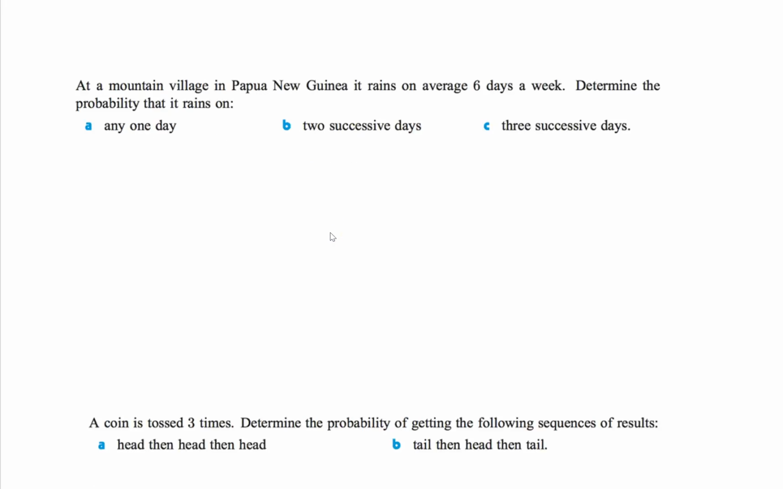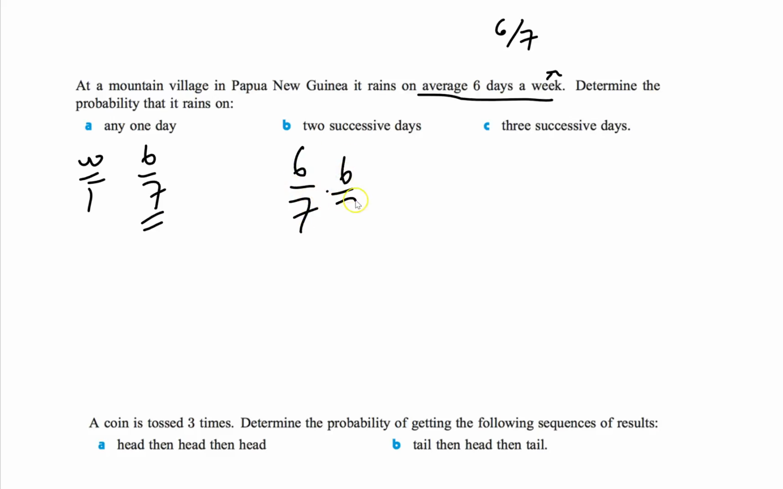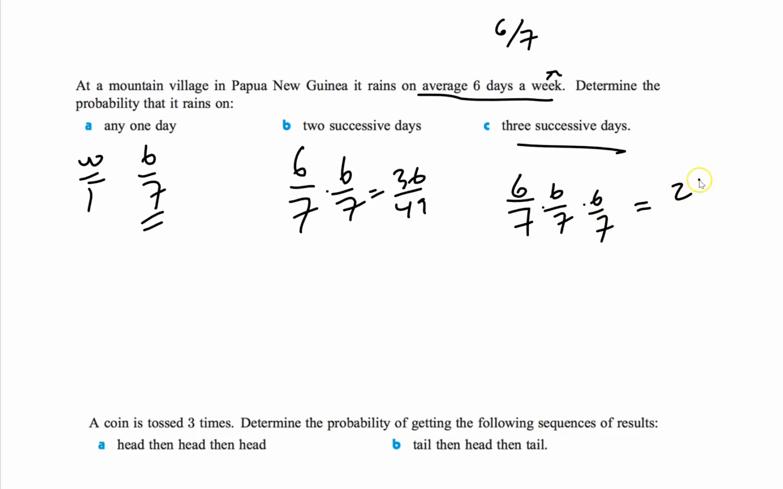At a mountain village in Papua New Guinea, it rains on average 6 days a week. So let's keep that in mind. There's 7 days in a week. So it rains on average 6 out of 7 days. Determine the probability that it rains any one day. So 1 over total, 6 out of 7. Two successive days. So remember, it's an independent event. All we're doing is multiply. 36 over 49. Done. Three successive days. So again, that's all we do. 6 over 7 times 6 over 7 times 6 over 7. You multiply all 3 days. 216 over 343.